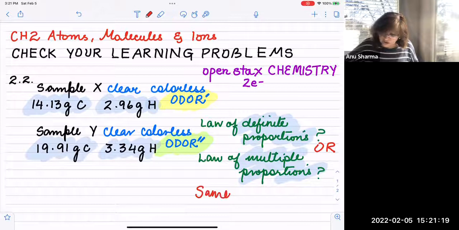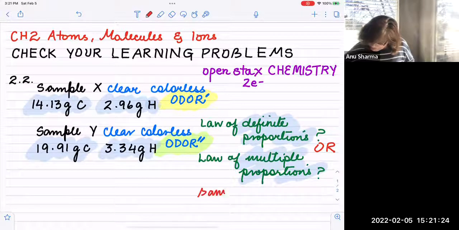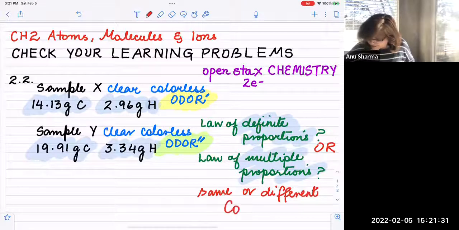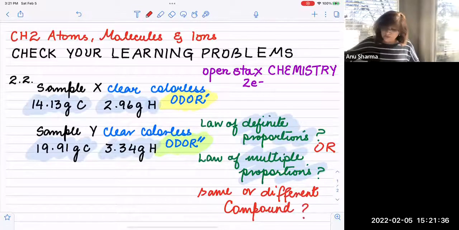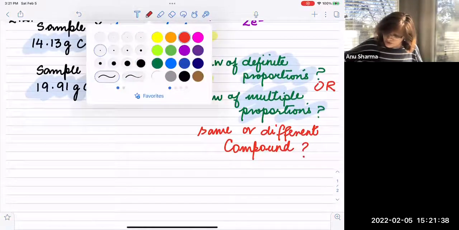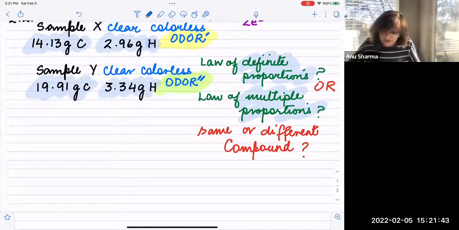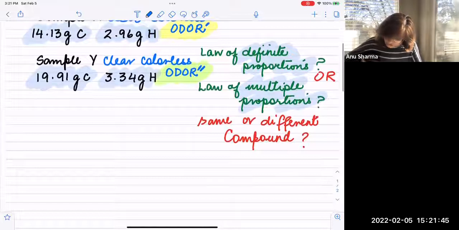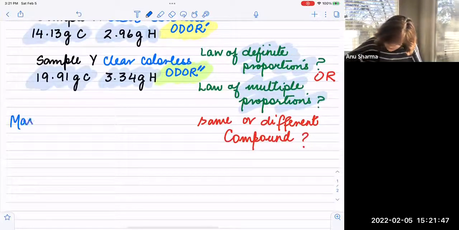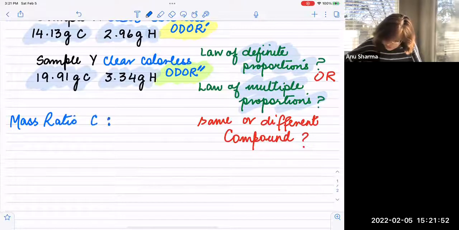The odor could be due to any other thing. It doesn't matter. So are these two different samples, two different compounds, or is it the same compound? Okay, so what do we do here? We are going to look at, first of all, the mass ratio of carbon to hydrogen.